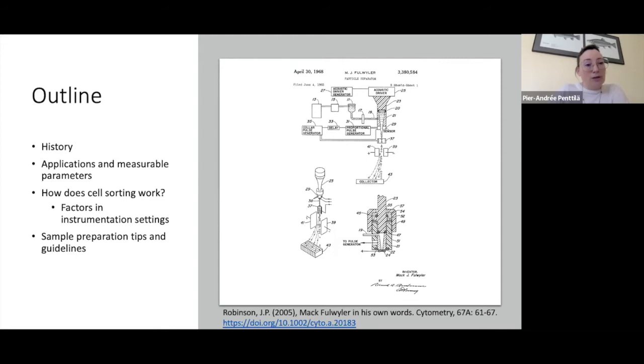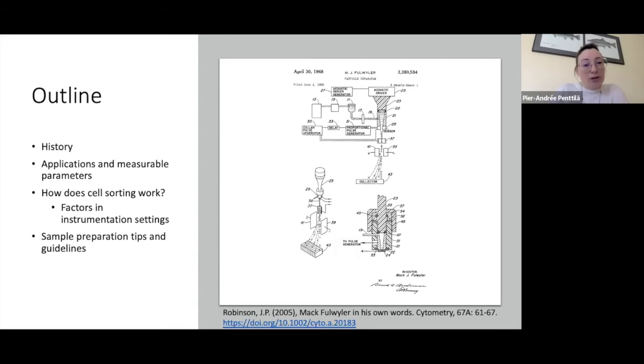To give you a brief outline for my talk today, I will start by talking a little bit about the history of cell sorting, moving on to a brief discussion of applications and measurable parameters. I will then discuss how exactly cell sorting works and some of the factors that are necessary and very important in instrumentation settings. And I will finish my talk discussing helpful guidelines and tips for sample preparation.